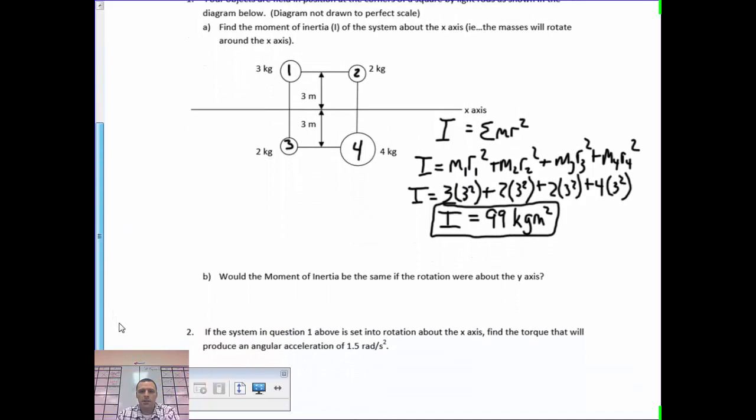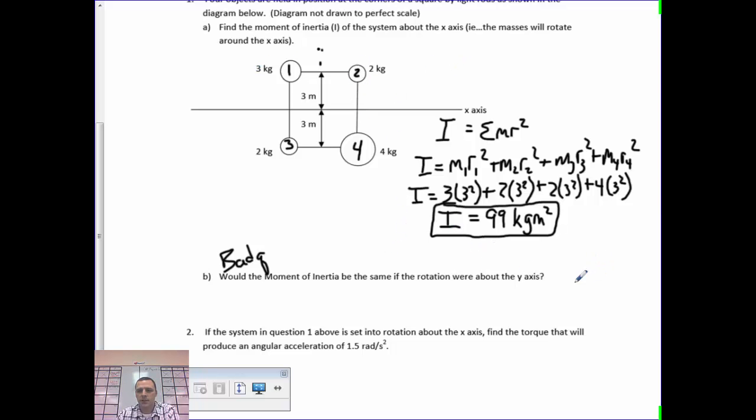Going down the page, the next question is, what would the moment of inertia be if the rotation axis were about the y-axis? I'm going to be honest with you, that's a bad question because we don't know where that y-axis is. It would be very different if it were down the middle or through the 3 and the 2 or the 4 and the 2. I think a better question would be, if the x-axis went through, let's say, the 3 and the 2 kilogram, then we would just have to change all our radii.